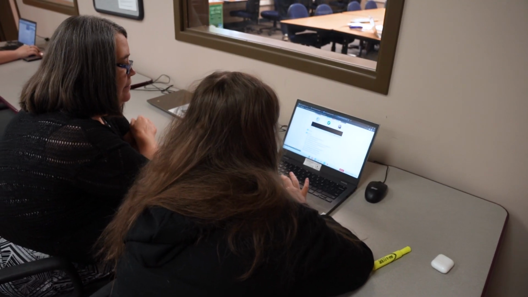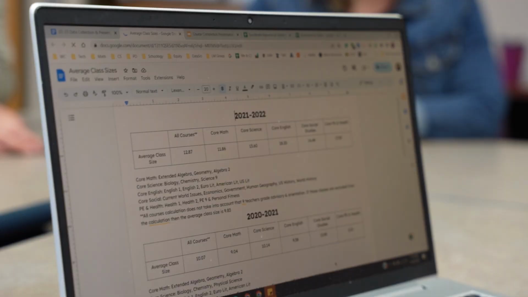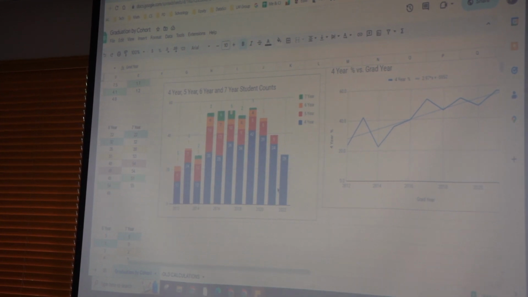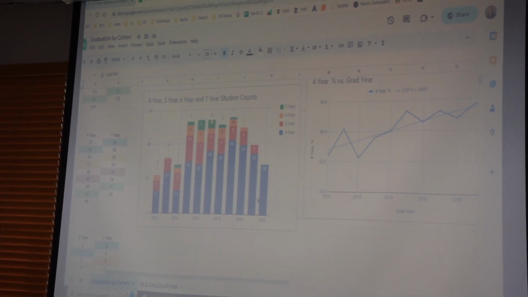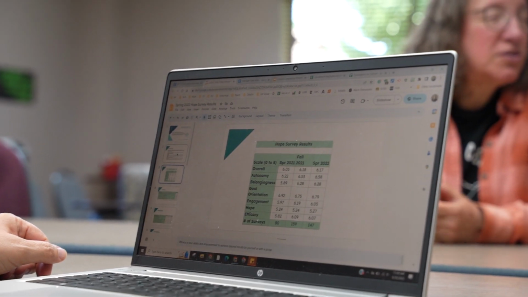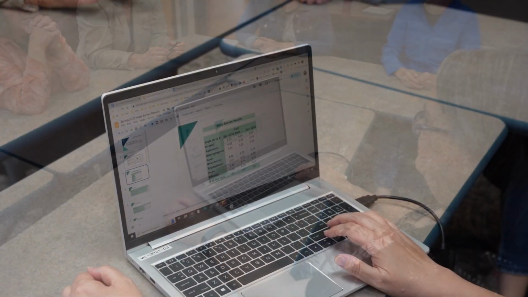So before we started using the data timeline, we just put all the data as we collected it into a folder. And to be perfectly honest, it was messy, and we didn't always know what was in there, and we didn't have any way of tracking if it had been shared with staff, if it had been shared with the school board.